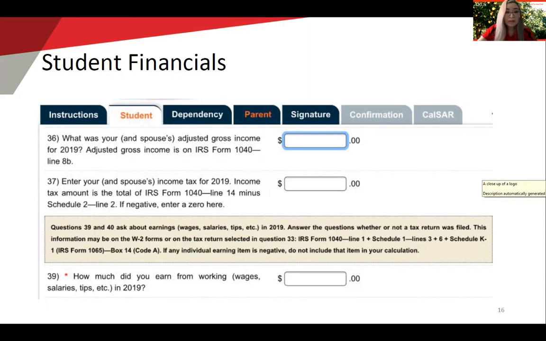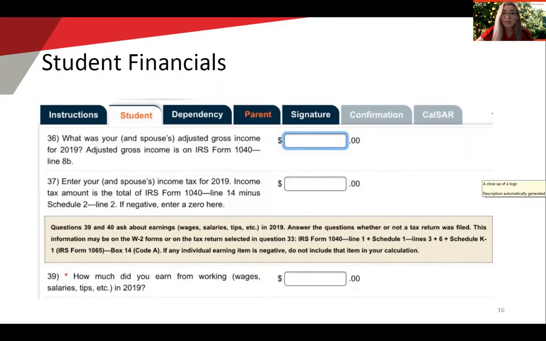So when we look at the questions of what was your adjusted gross income, it's going to let you know on there that you have to reference your 1040 forms. So if you did file taxes, you will have to go to line 8B and locate that information. If you are married, but were not married in 2019, you're still going to have to report your spouse's adjusted gross income. So you will have to combine it.